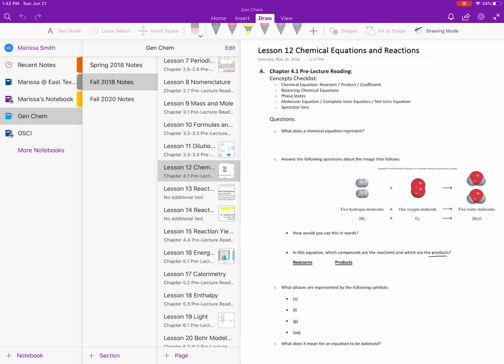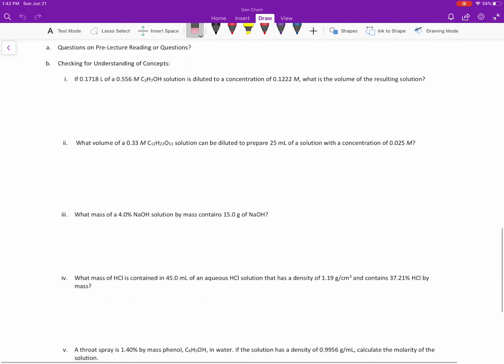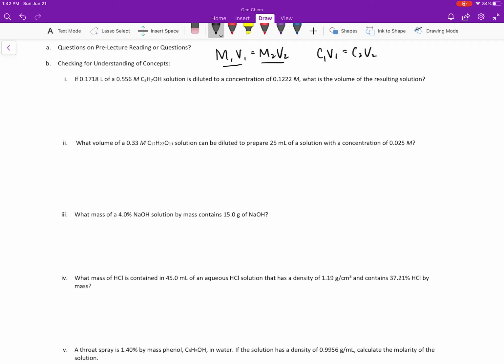So we're going to pick up on lesson 11, which practices a few questions of using our units of concentration. So the first two are going to be using our dilution formula. Just to remind you, it's M1V1 = M2V2, which is the molarity and the volume of one solution, and the molarity and the volume of a second solution. Sometimes it's also shown as C1V1 = C2V2, which is just concentration.